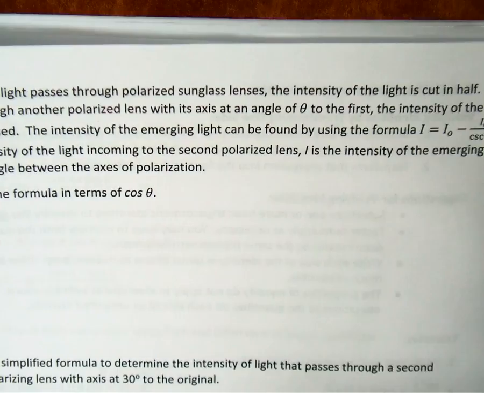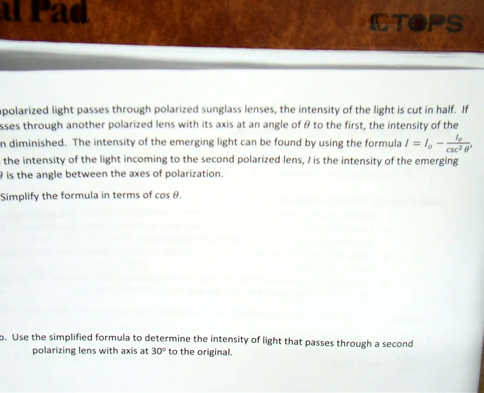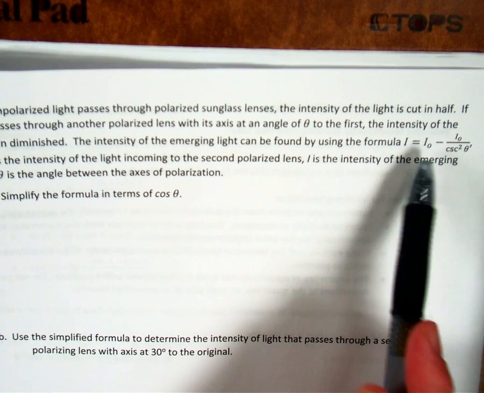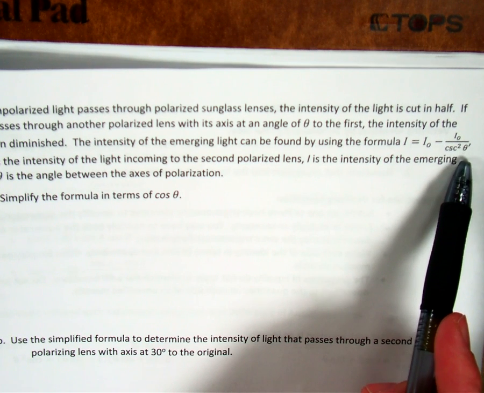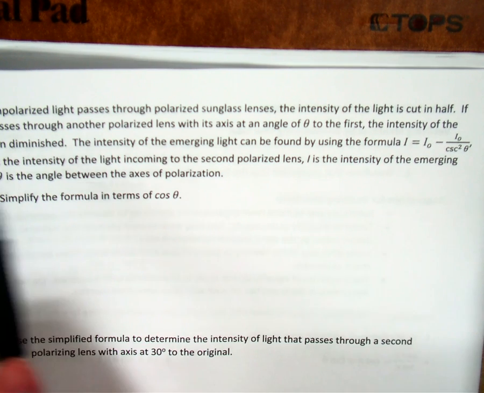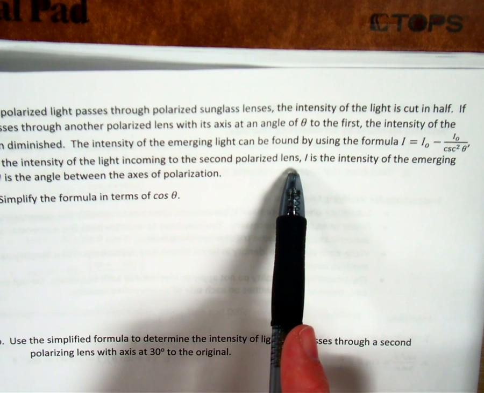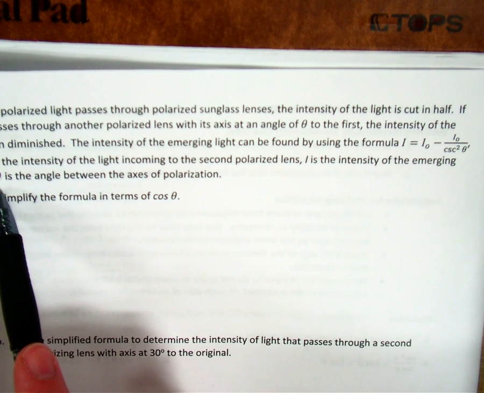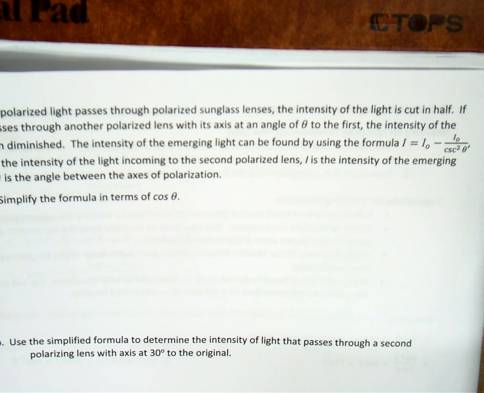One more. This is kind of a story problem. Simplify the formula in terms of cosine theta. So the intensity of light can be found by using this formula. Intensity equals initial intensity minus initial intensity over cosecant squared, where I is the intensity of the light incoming to the second polarized lens. This is for sunglasses. I, the capital I, is the intensity of the emerging light, and theta is the angle between the axis of polarization.